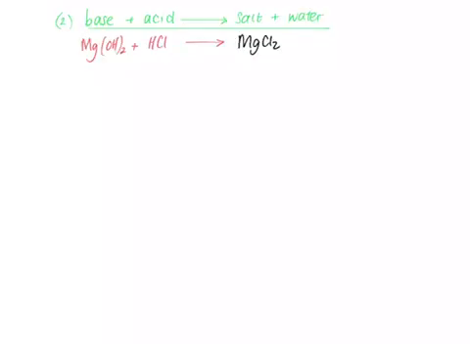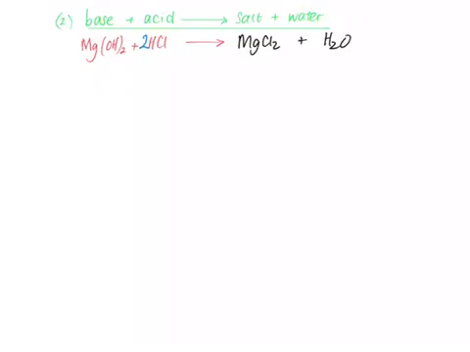The formula of water is H2O. Now we need to balance this, because on the right hand side, we have 2 Cl's. On this side, we only have 1 Cl. So we do that by putting a number 2 there. So 1 Mg(OH)2 reacts with 2 HCl.